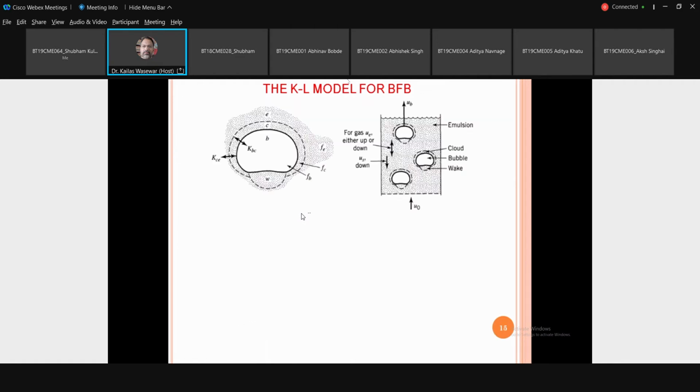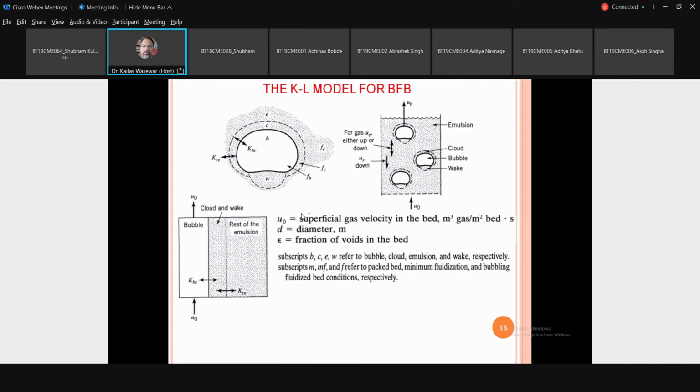Now here you can see the pictorial representation. First you have to make it and clarify the various parameters. Say that this is the bubble, then C representing the cloud, E representing the emulsion, and W representing the wake. So you can model this as the transfer from bubble to cloud and wake, and then cloud to emulsion. So various mass transfer coefficients are represented here.